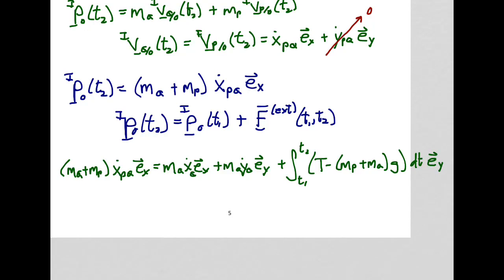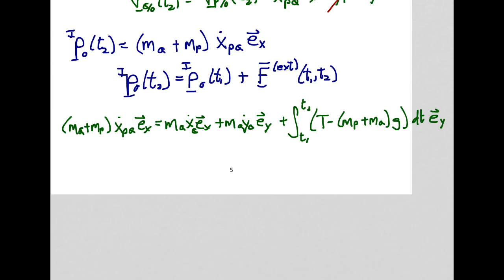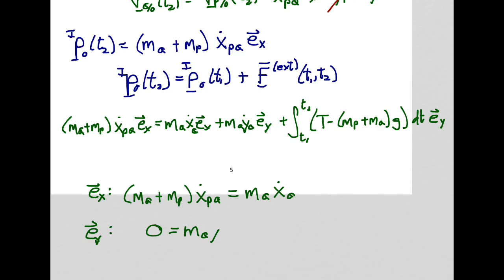And so we have the full expression here in vector form, and we have two basis vectors that we're working with in this planar motion, so that means we have two scalar equations. If we look in the ex direction, then we get the scalar equation mq plus mp multiplied times x dot pq is equal to mq x dot q. And then in the ey direction, we get a 0 on the left hand side is equal to mq y dot q plus the integral from t1 to t2 across time of t minus mp plus mq multiplied times g dt.